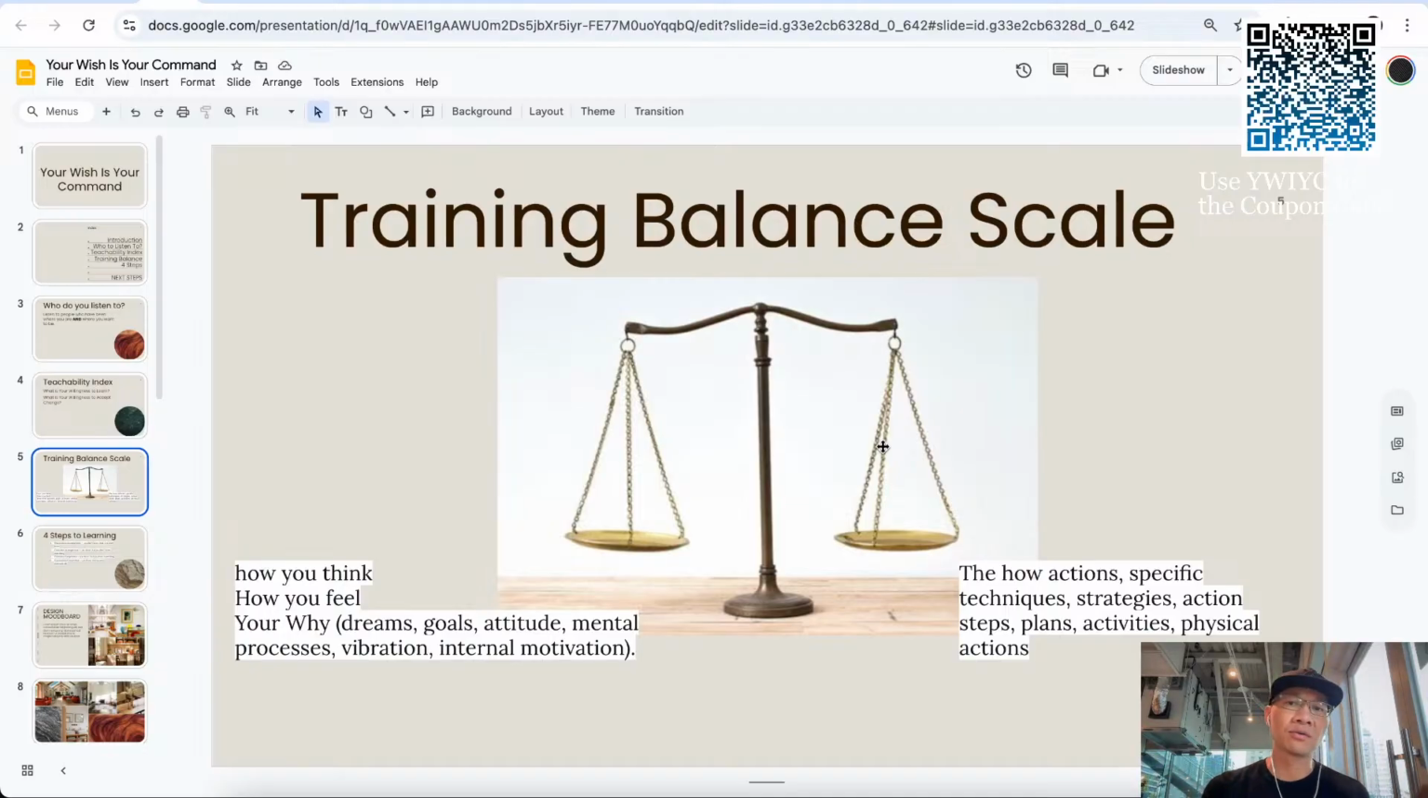According to Kevin Trudeau, that is not where you should be focusing. You need to focus on how you think and how you feel: your dreams, goals, attitudes, mental processes, vibration, internal motivation. It goes a lot deeper than just, oh, I know something, or I'm thinking positive now, I want to keep a positive mental attitude.